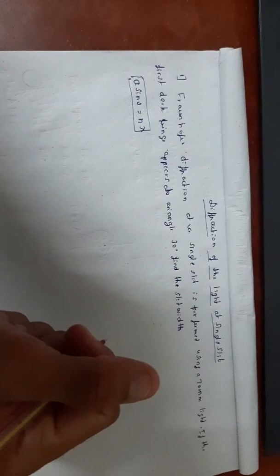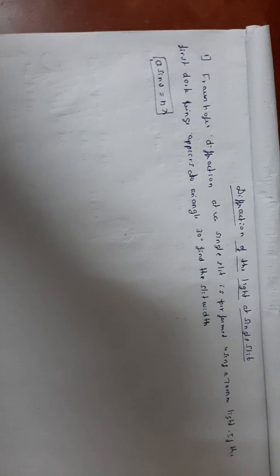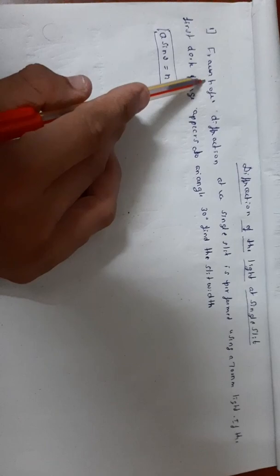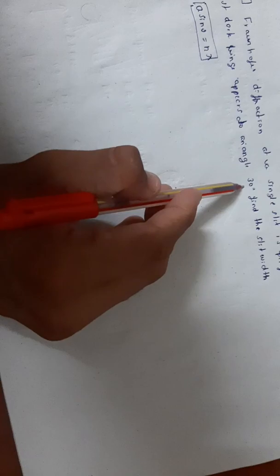Let me solve one problem of CET regarding the diffraction of the light at the single slit. In this question, the Fraunhofer diffraction at a single slit is performed using 700 nanometer light. If the first dark fringe appears at an angle of 30 degrees, find the slit width.